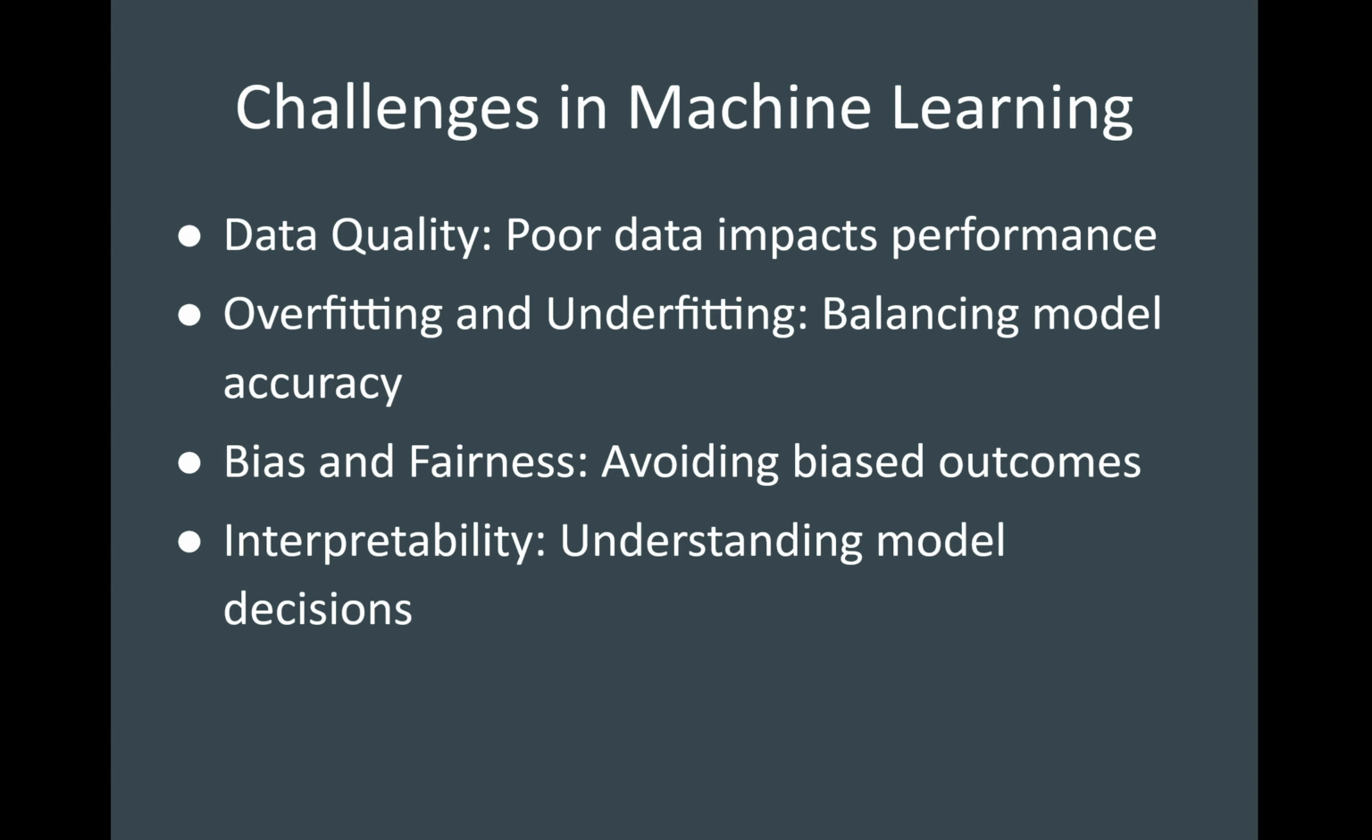And then is bias and fairness. Machine learning models can perpetuate biases present in the training data, leading to unfair outcomes. Then interpretability. Understanding how a machine learning model makes a decision is crucial, especially in critical applications like healthcare and finance.